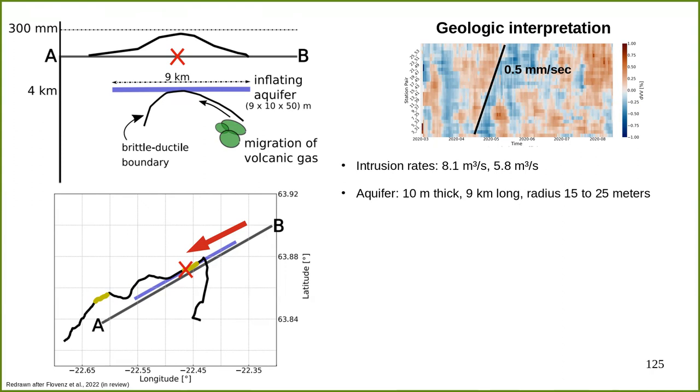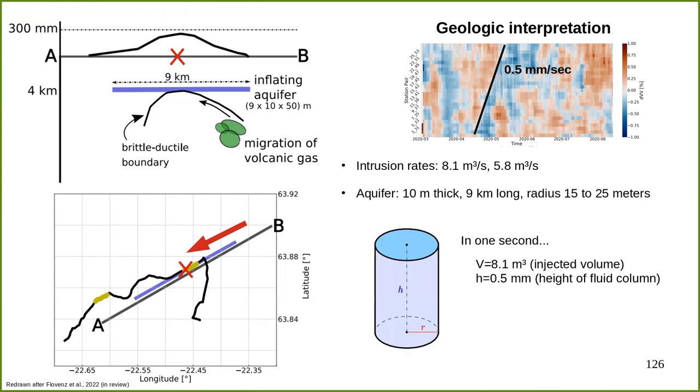And in order to roughly estimate whether the pattern in our results could be related at all to the intruding fluids, we approximate the intrusion band or the aquifer as a cylinder with radius R. So during the first inflation period, 8.1 cubic meters intrude into the aquifer in 1 second. And if we assume a fluid propagation velocity of 0.5 millimeters per second, we can calculate the radius of the band. For the first inflation period, we obtain a radius of 18 meters. And although this is more than 3 times larger than the suggested radius of 15 to 25 meters, it is very interesting that the values have the same order of magnitude.